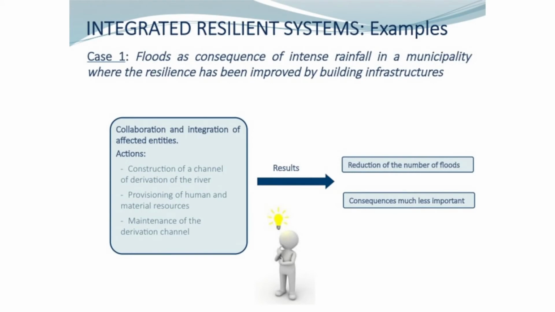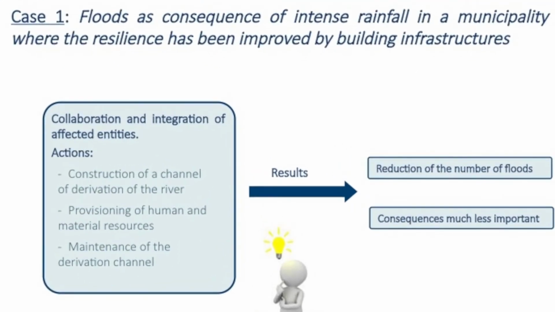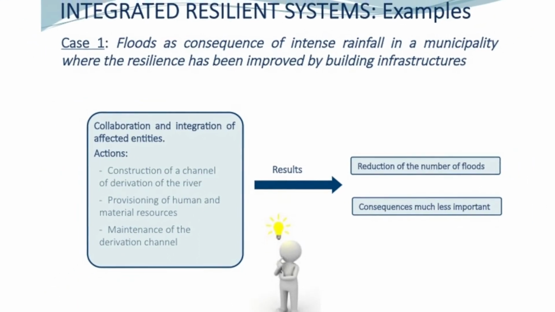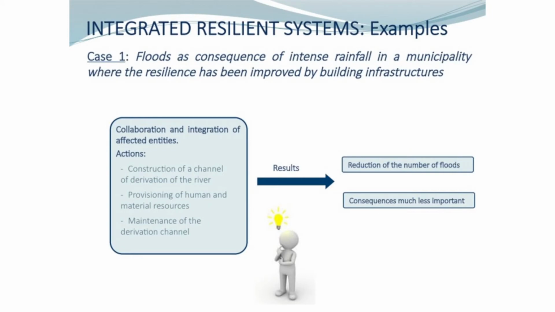In the case study, as a consequence of this collaboration and mutual exchange, it was decided to construct a derivative channel for the river flow path that crosses the urban core, to improve the means of municipal civil protection and to establish periodic actions of maintenance of the channel, avoiding obstruction mainly. After this action, the number of floods that took place in this town has been reduced dramatically. The analysis shows the improvement over the original situation before the construction of the channel.